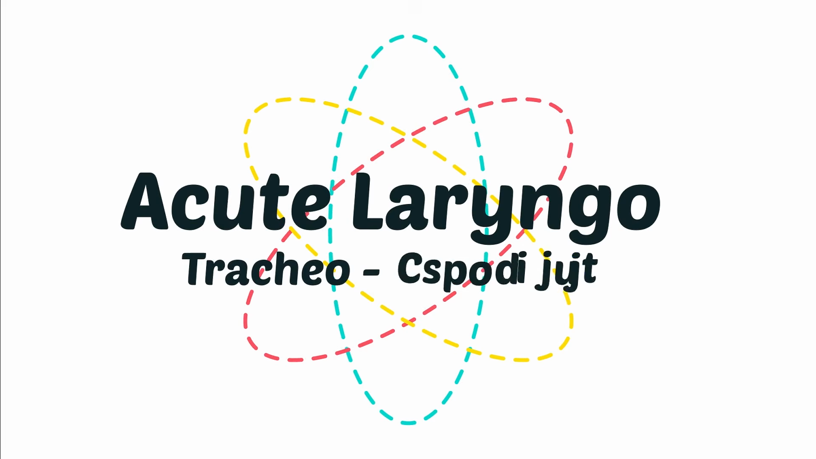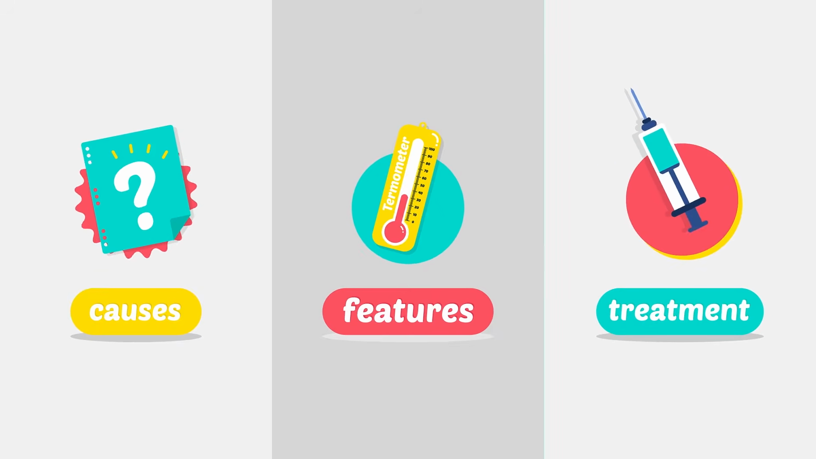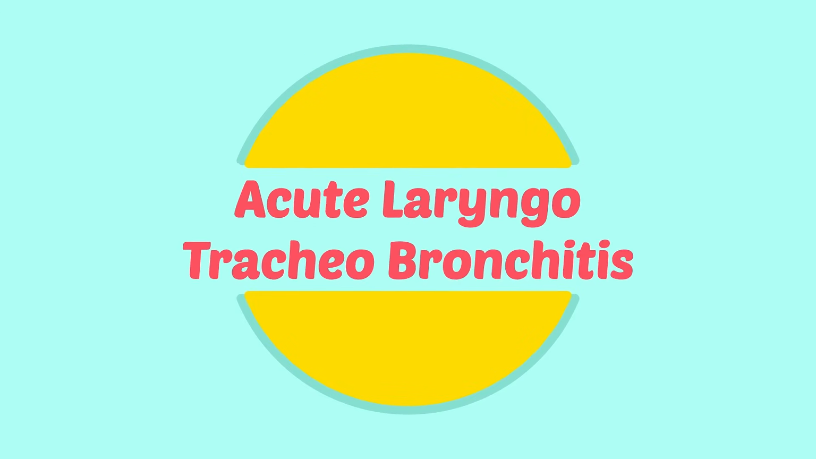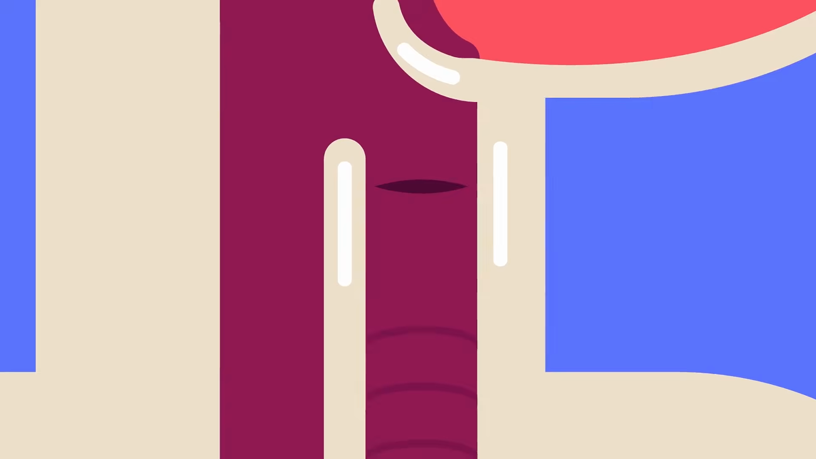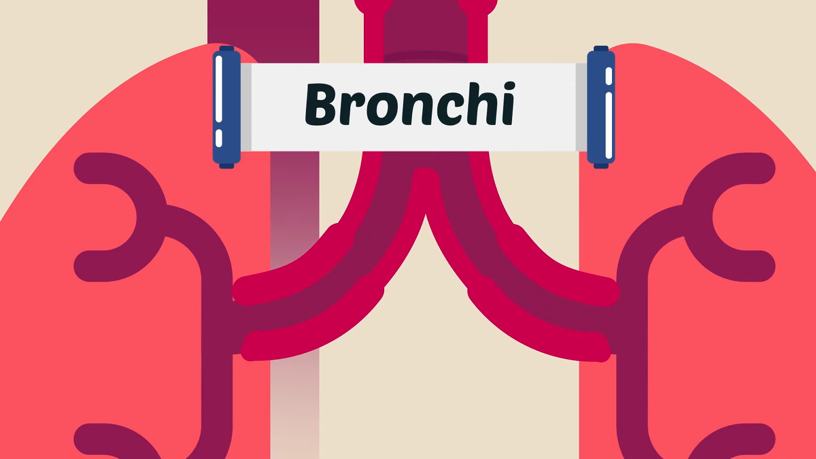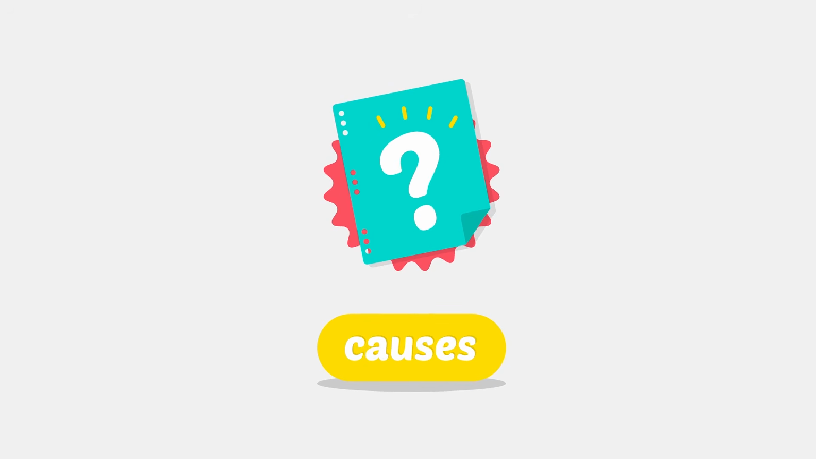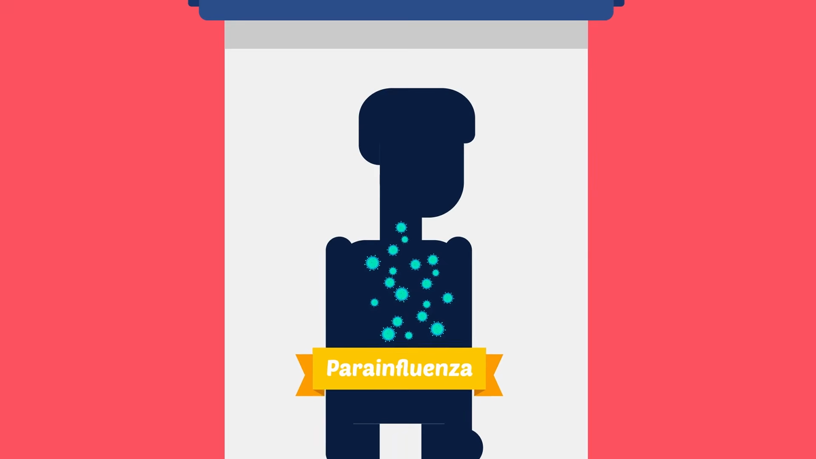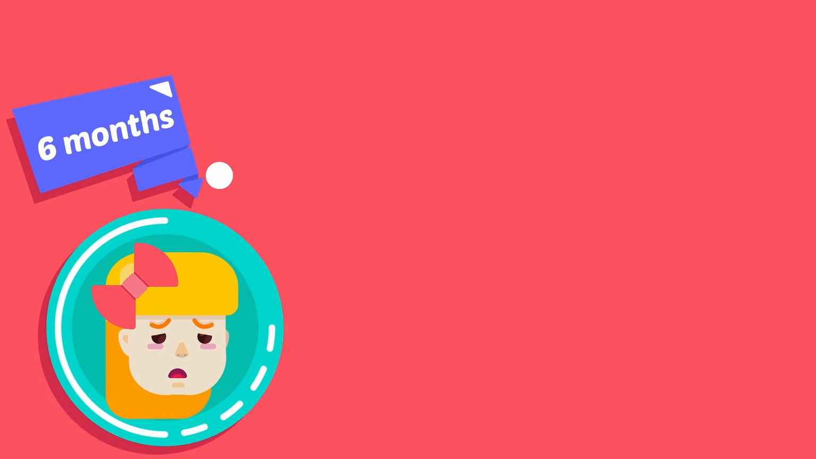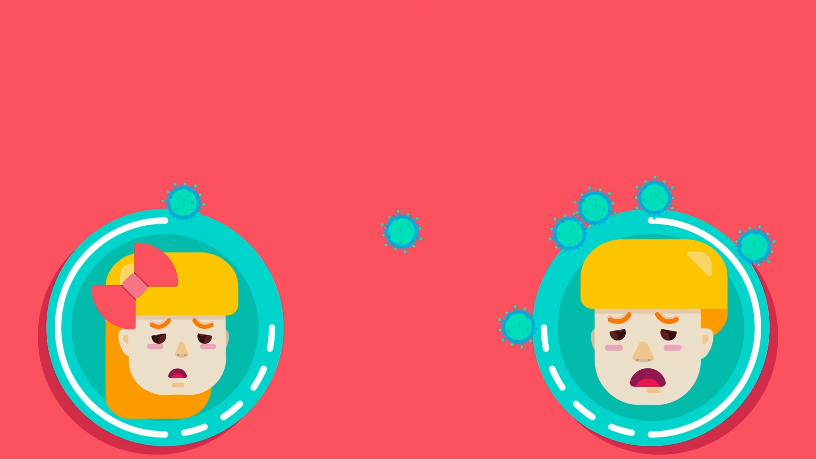Acute laryngotracheobronchitis. Causes, features, treatment. What is acute laryngotracheobronchitis? It is an inflammatory condition of the larynx, trachea, and bronchi, more common than acute epiglottitis. What causes it? Mostly, it is viral infection, parainfluenza type 1 and 2, affecting children between 6 months to 3 years of age. Male children are more often affected.